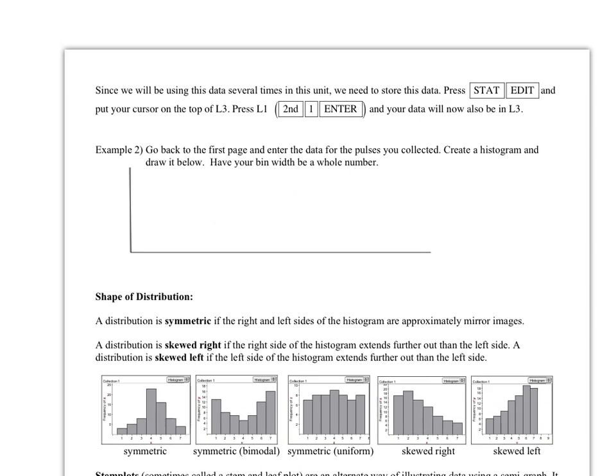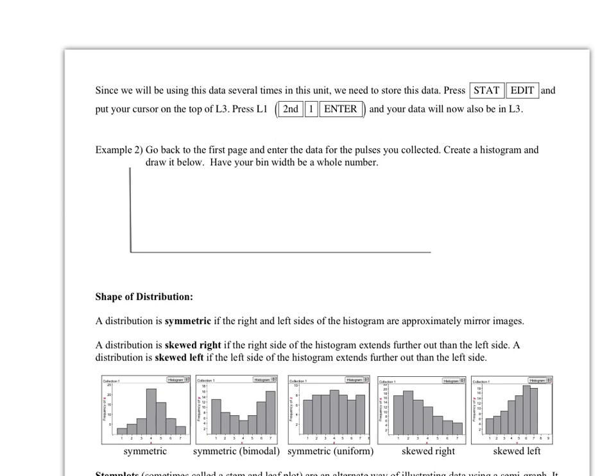We're going to go back into your data, with Stat and Edit. And what we're going to do is move our cursor to the very top of the list of data. You'll notice it says L1. But we're going to go over to L3, and it's blank. In L3, we will press the Enter key, and it's going to ask what do you want to put in L3? And we're going to tell it to put L1 in L3 to save later.